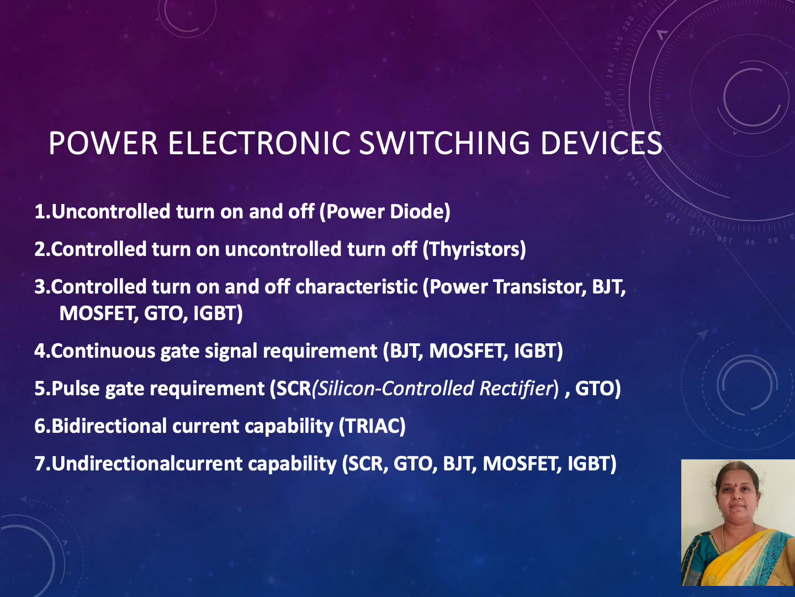Also, devices like SCR, GTO, BJT, MOSFET, IGBT can all conduct current in only one direction. So we call them unidirectional current capability devices. But TRIAC is the only device that can allow current flow in both directions. So we call it a bidirectional current capability device.